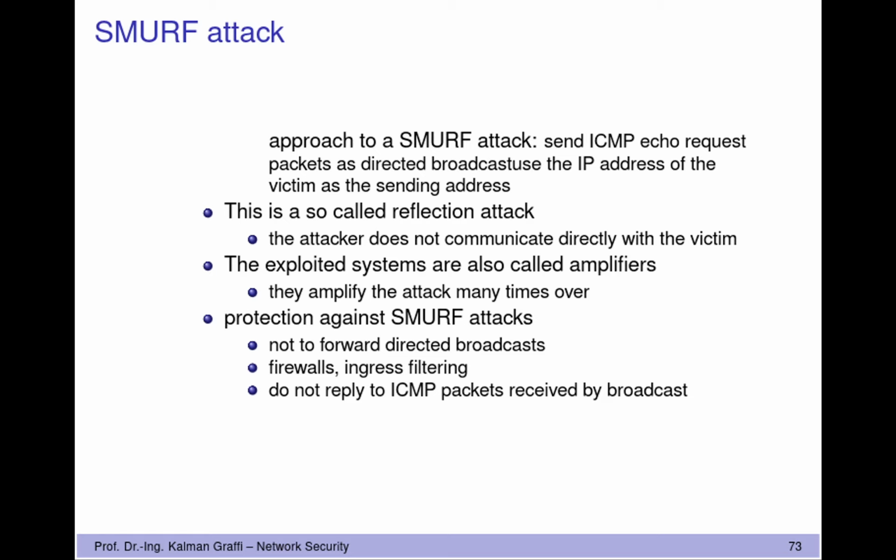Send an ICMP echo request packet as directed broadcast. Use the IP address of the victim as the sending address. This is the so-called reflection address, because X sent something to someone and they answer to the victim. And in this case, it's also all these other nodes in the network.